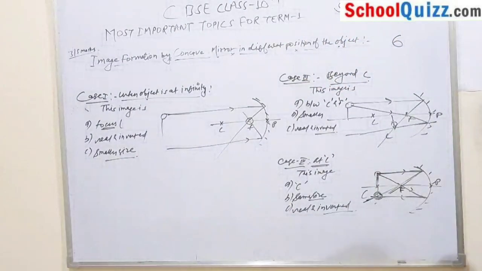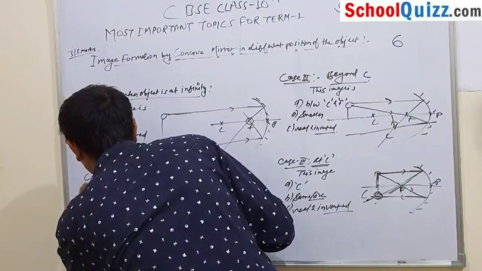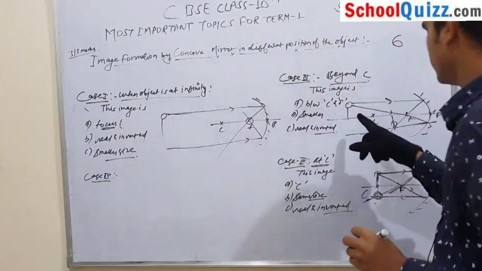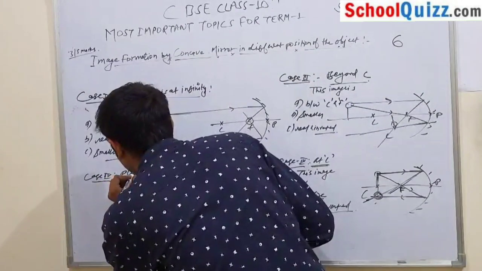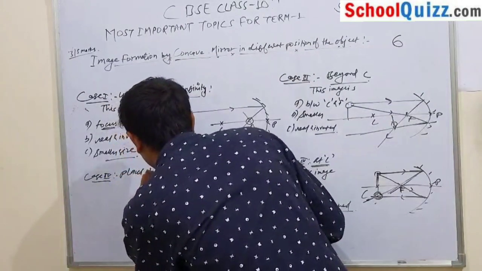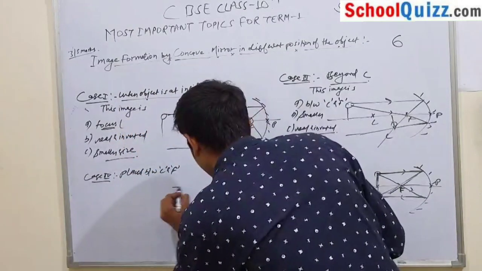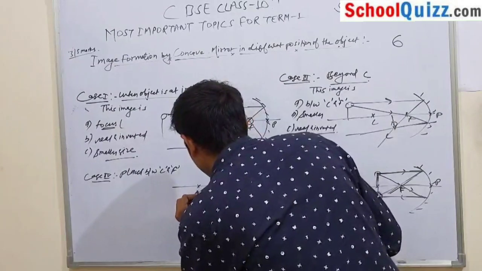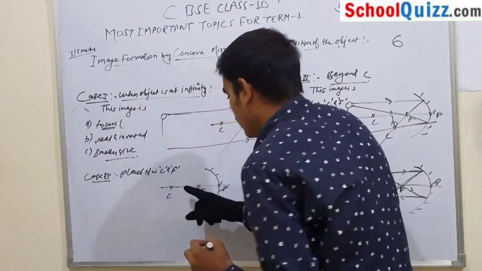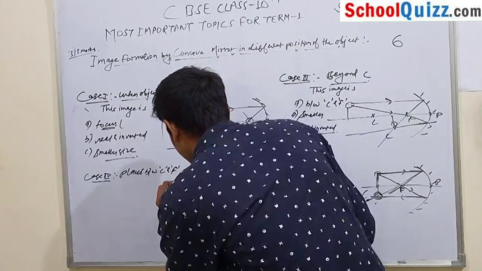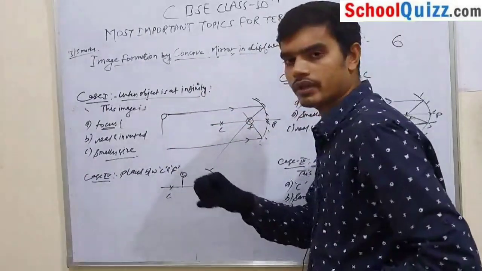I am going to rub this out. Okay, what is case number 4? Now we are shifting our object to between the center of curvature and focus. This is the mirror, this is the pole, this is the center of curvature, and this is the focus. Now we keep the object there. Now draw two rays which are necessary for making our image.